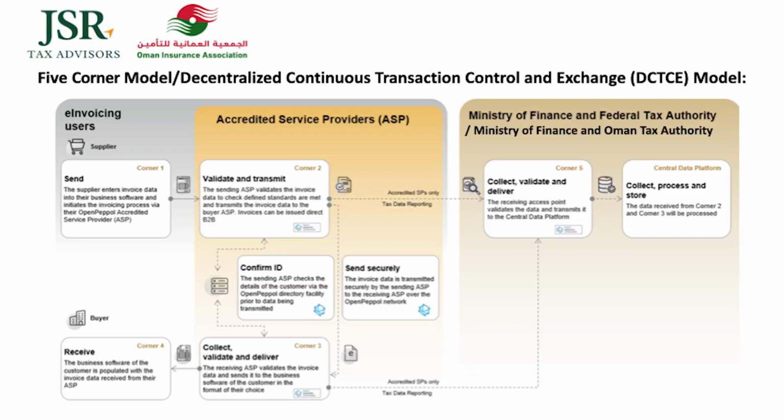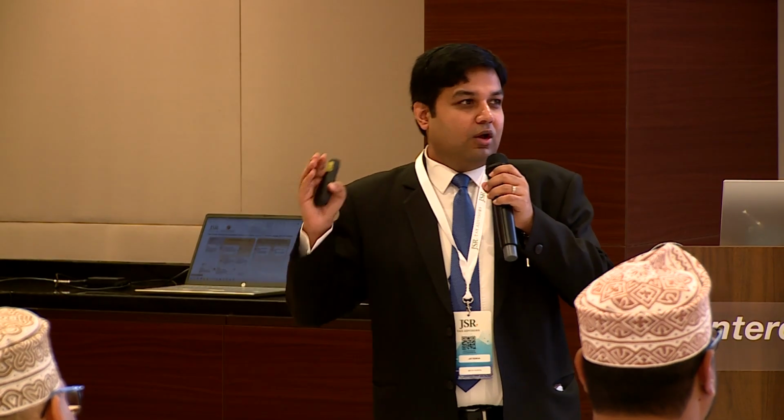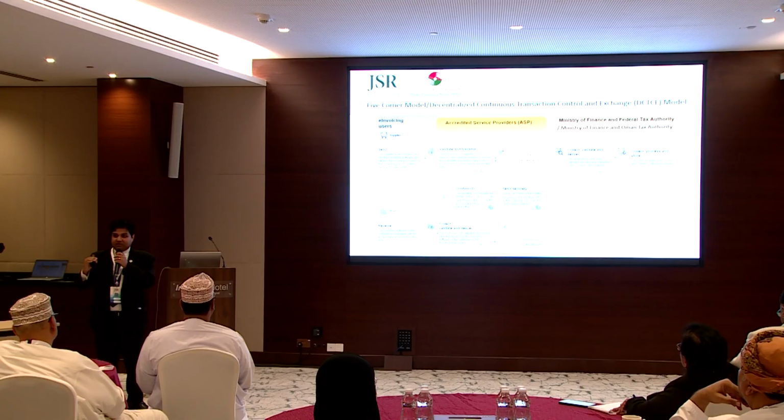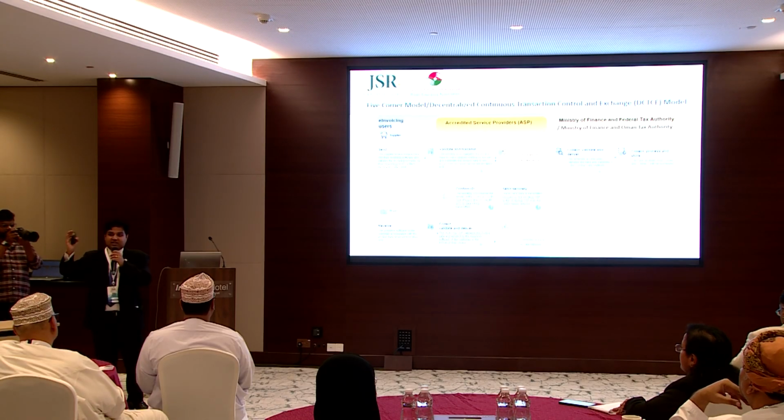So the model which is implemented is the 5-corner model. What does 5-corner model mean? Consider it as 5 stakeholders of the system. The first stakeholder will always be the supplier, the person originating the invoice. Corner 1, the supplier, will push the data from their respective ERP to corner 2. Who is corner 2? Corner 2 will be a software provider approved by the tax authority. So the seller has to select from the list, appoint them and share the data with them.